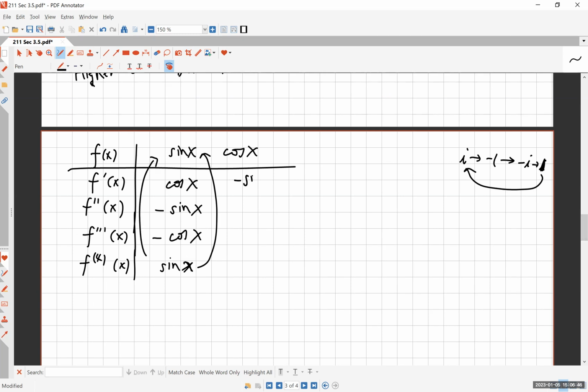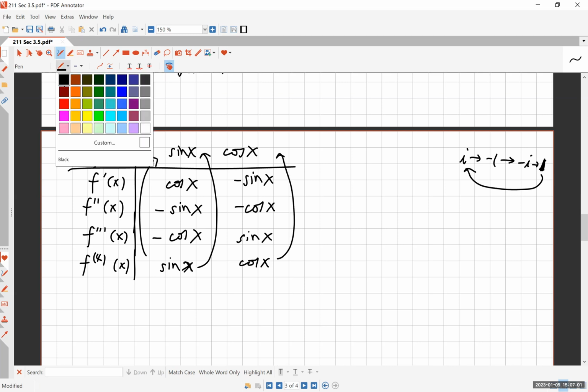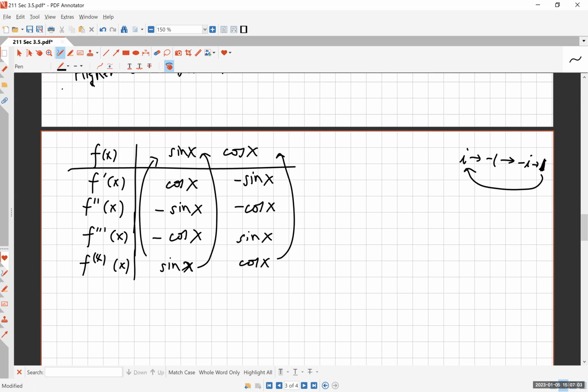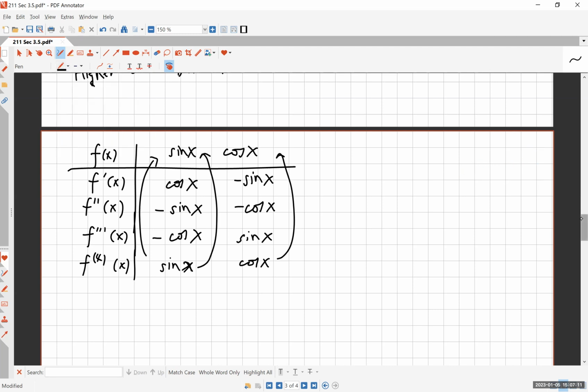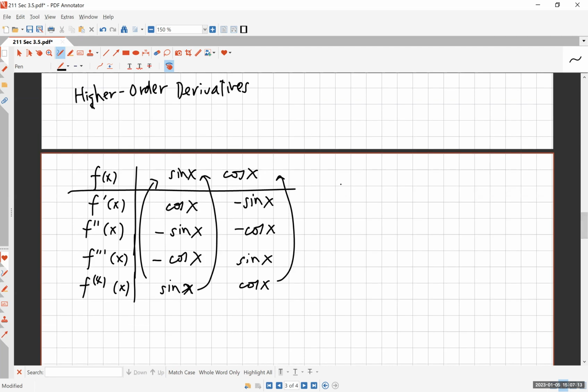Cosine becomes negative sine when differentiated. The second derivative is negative cosine. The third derivative is sine. The fourth derivative is cosine. Again, back to its original after 4 differentiation steps, right? So both of these have this common characteristic. What is that? The higher order derivatives form a cycle of 4 different functions.